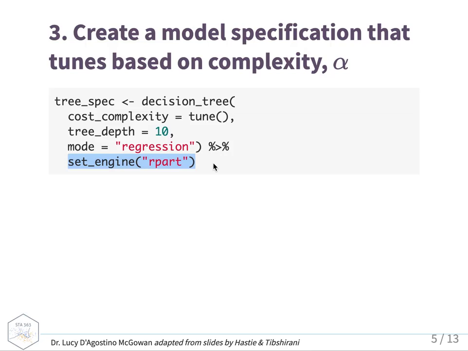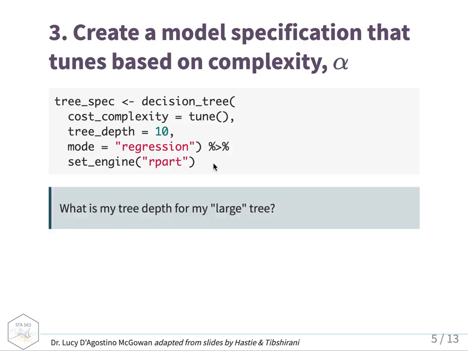Like we set our engine previously to glmnet when we were doing ridge and lasso, or to lm when we were fitting just a simple linear model, here we're going to set the engine to rpart. If you're doing this on your own computer and installing packages along the way, you're going to want to make sure to install the rpart package as well. If you're doing this in RStudio Cloud, that should already be installed for you. So looking at this, what is the tree depth for my large tree? That's right, it's 10.